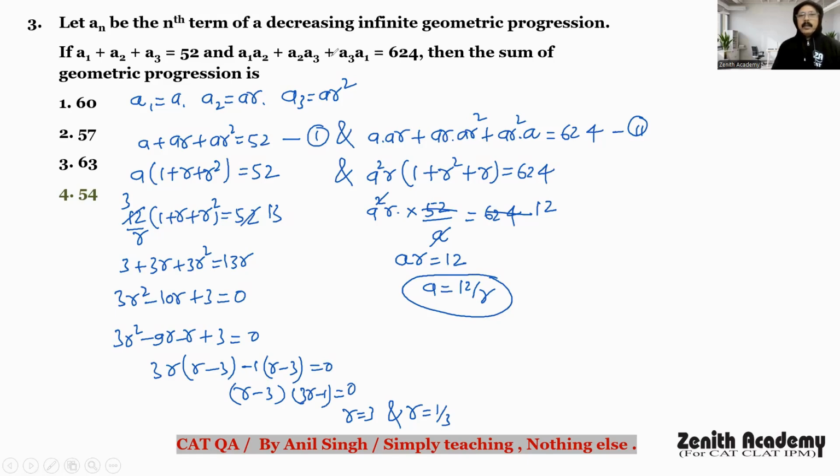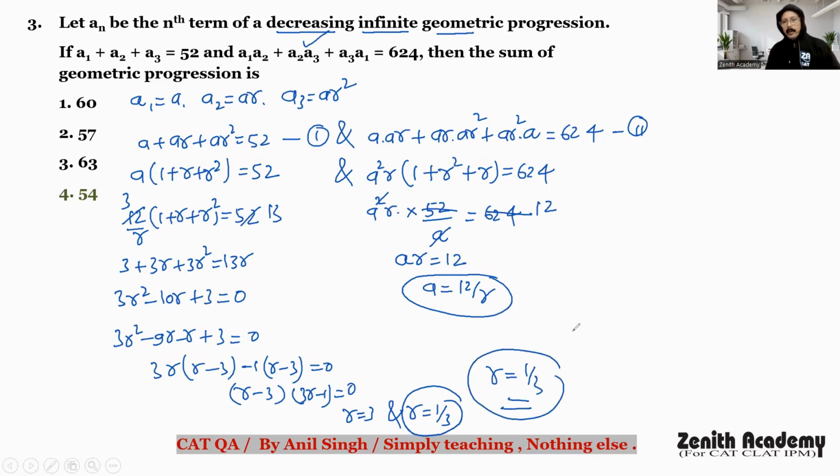It is given that let n be the nth term of the decreasing infinite geometric progression. So it is a decreasing geometric progression. If you take R is equal to 3, then it will be increasing. So it means R is equal to 1 by 3. So R is 1 by 3. And when R is 1 by 3, then A will be 12 upon R. R is 1 by 3 means A is equal to 36.